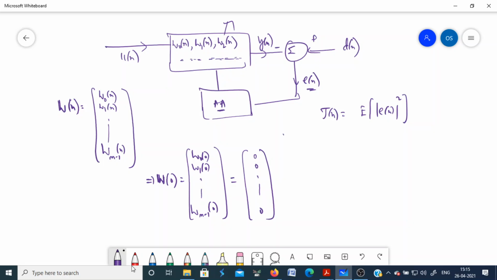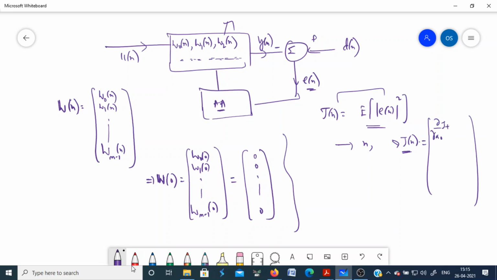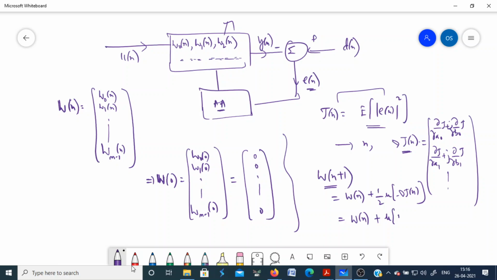Then, at any particular time n, what we are doing now is finding the gradient of the cost function with respect to the filter weights. So a gradient vector, that is del by del a0 of J plus j del by del b0 of J, similarly del by del a1 of J plus j del by del b1 of J, and so on. So these are partial derivatives with respect to all the real and imaginary parts of the filter coefficients. Once you have this gradient, the new vector that you will set, w(n+1), is nothing but w(n) plus, as we have seen, 1/2 mu into minus gradient J(n). And for this case, the 2s get cancelled, and you get mu times (p minus R w).